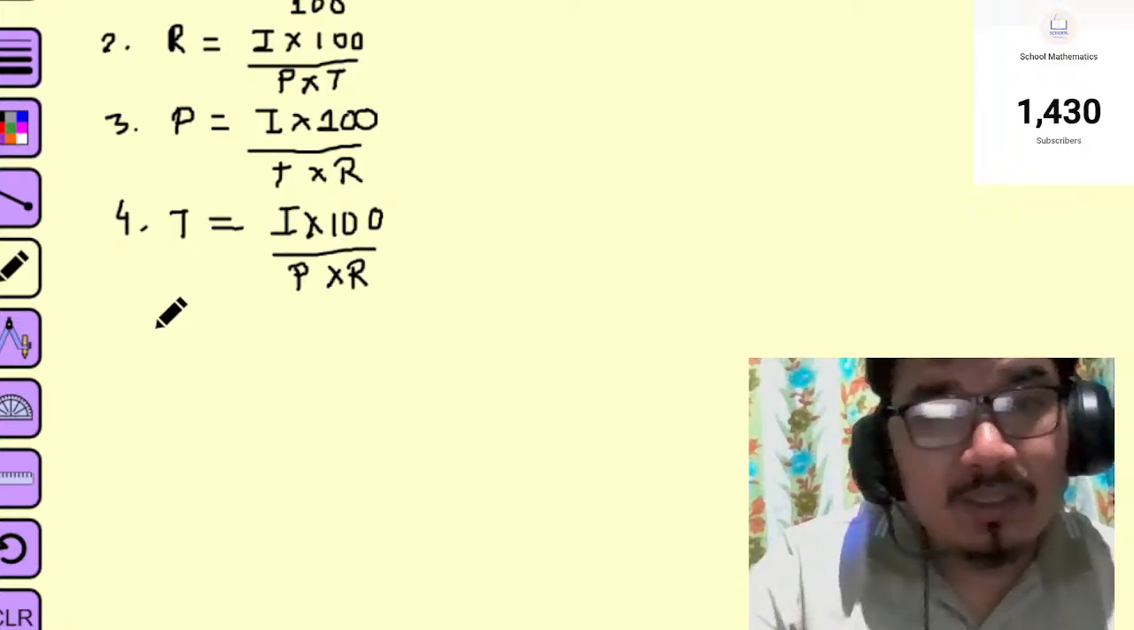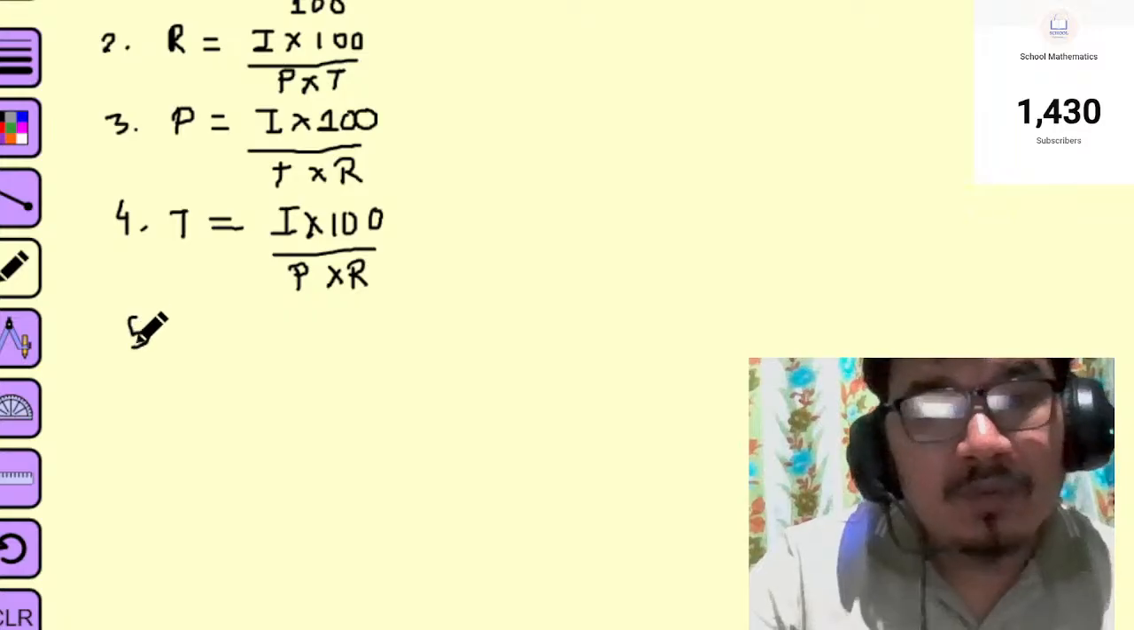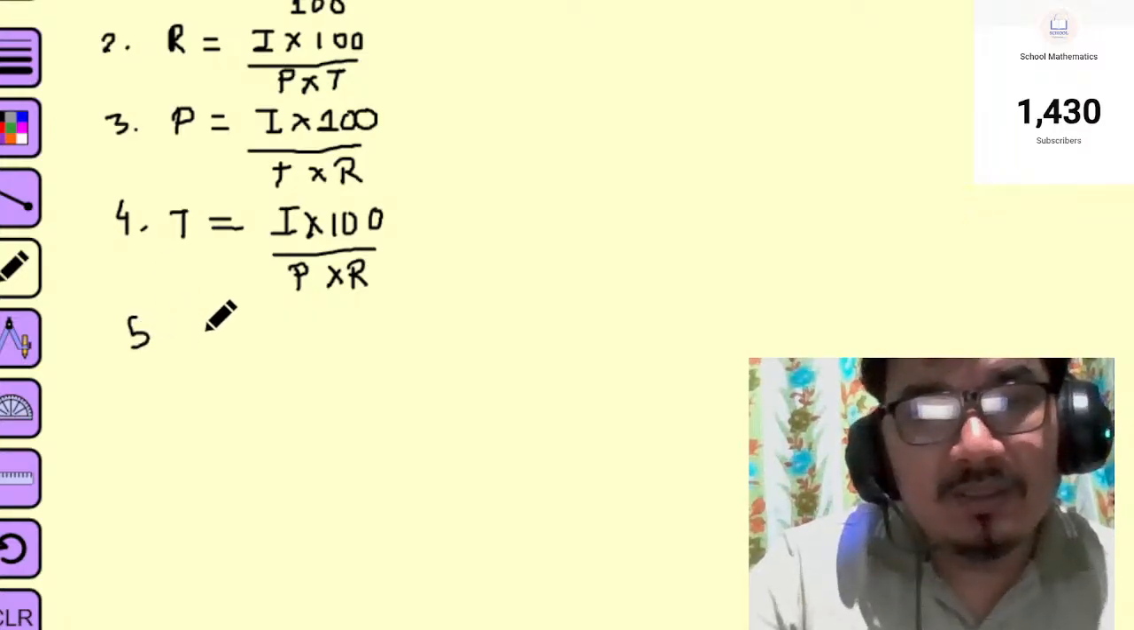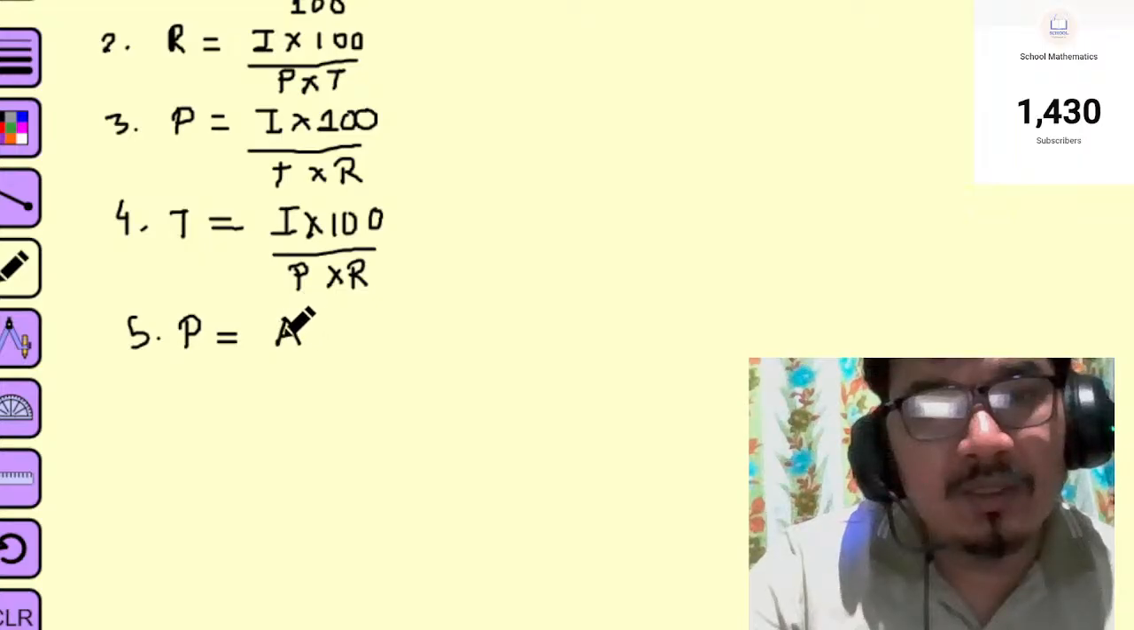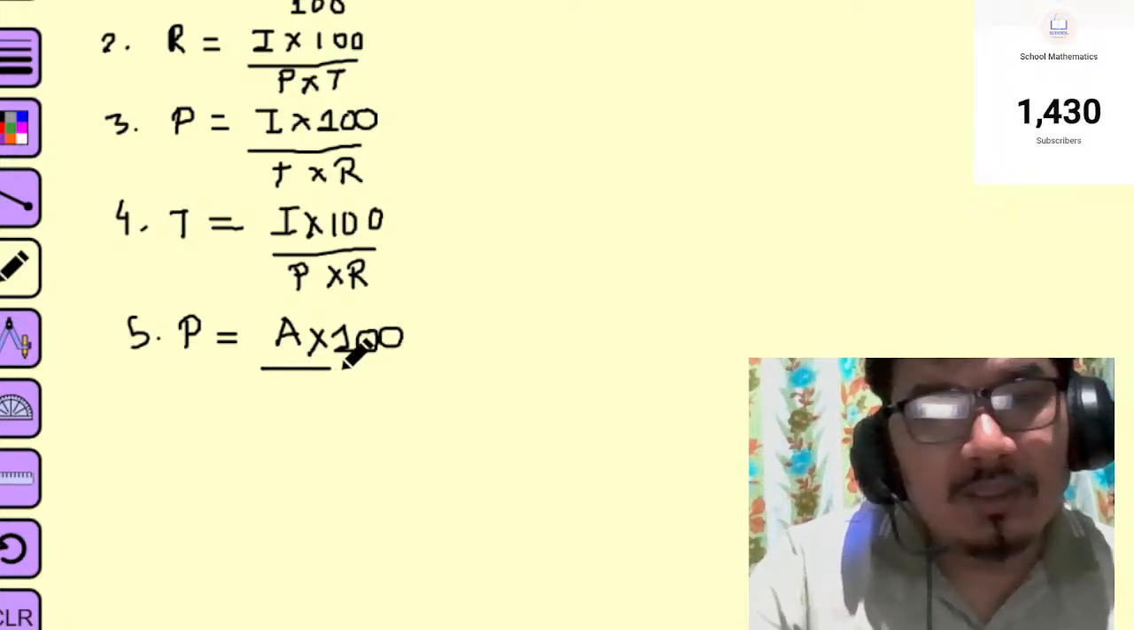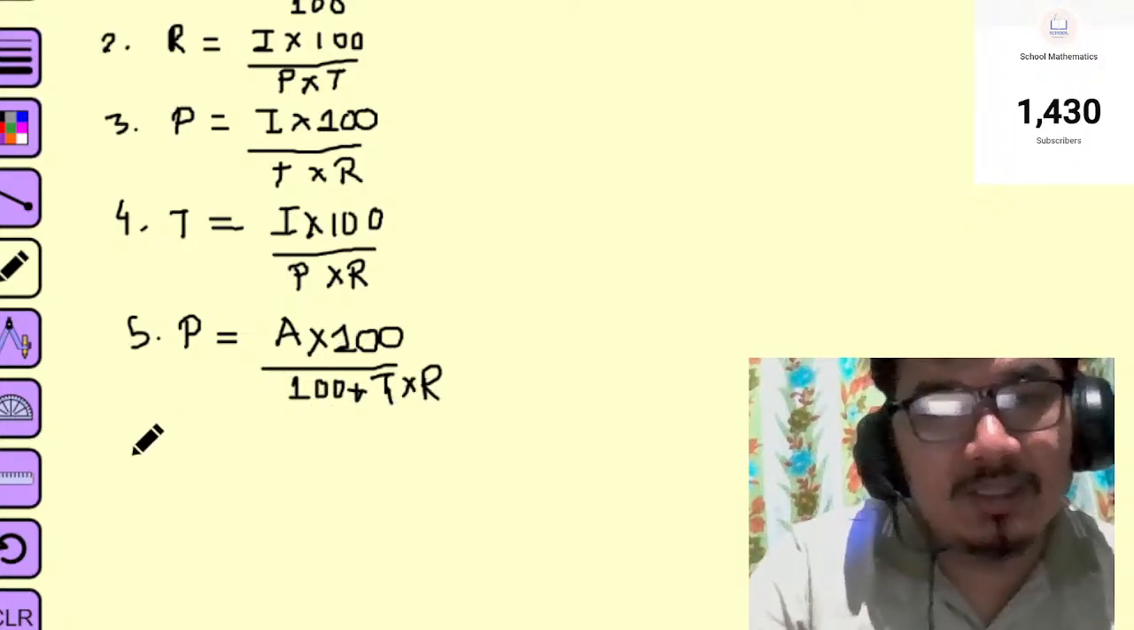We use this formula. And number 5, suppose it is asked to find principal, and the amount is given. Then principal equals A into 100, we multiply amount by 100, then divided by 100 plus time into rate. We will do this time into rate first. First time multiplied by rate, then add with 100, then only cancel this.